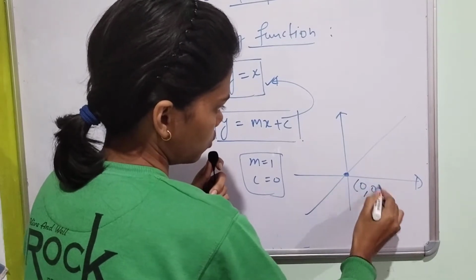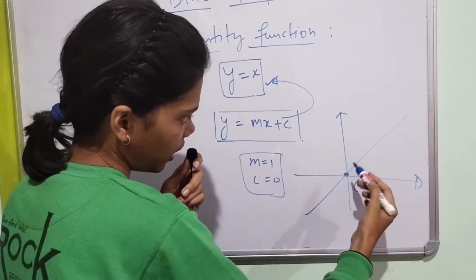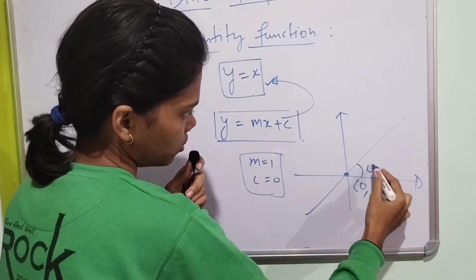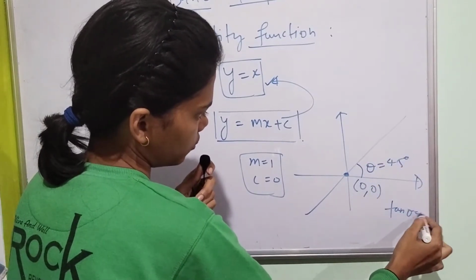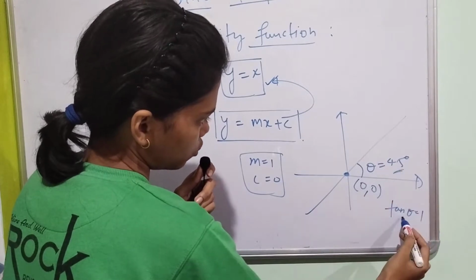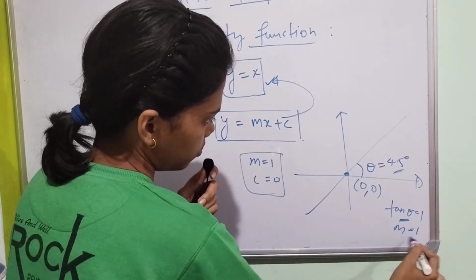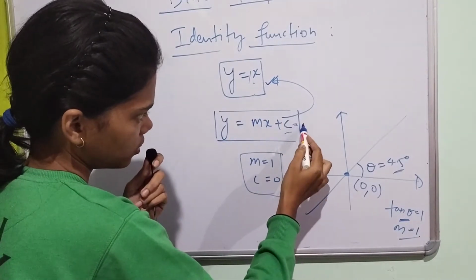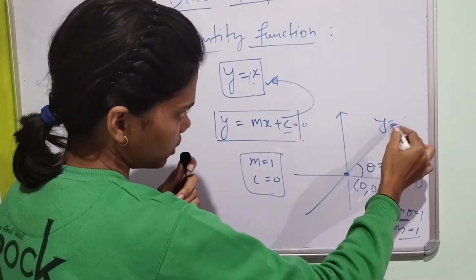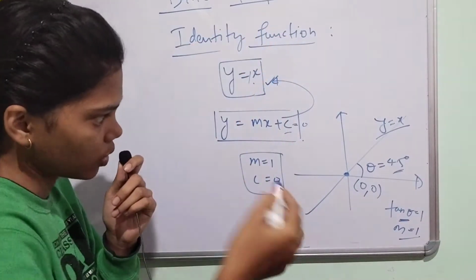This is origin 0 comma 0. See, y intercept is 0 and slope is tan theta, which is 1. Theta is 45 degrees, so tan theta is 1, which is equal to slope 1. Slope 1 is given and y intercept is 0. So this can be the graph of y equal to x.